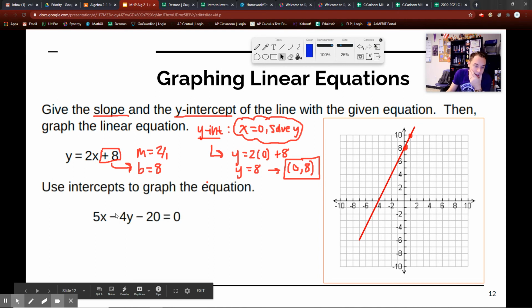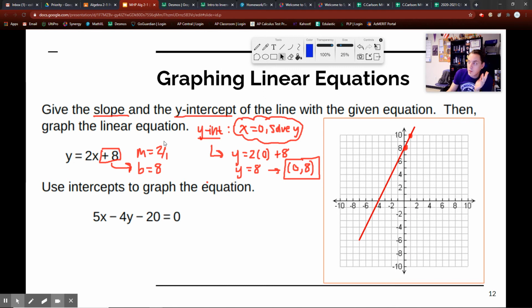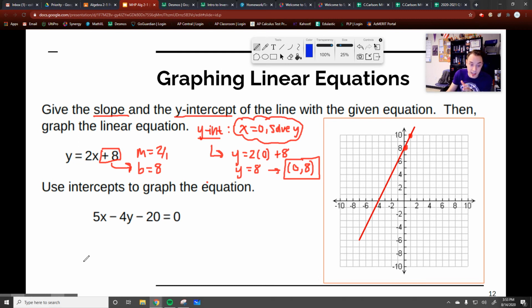All right. Now, use the intercepts to graph the equation. Now, here's the reason why I want to go through this, because Math Excel: how do I solve this using the intercepts of the equation? I'm going to show you. Okay, just solving using the intercepts.